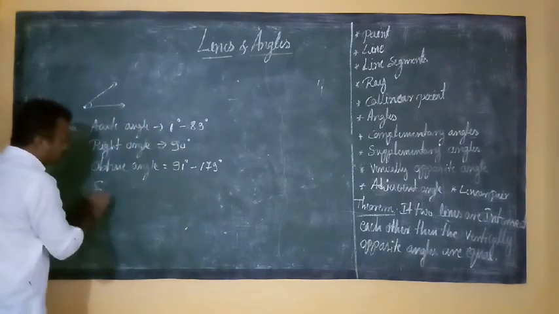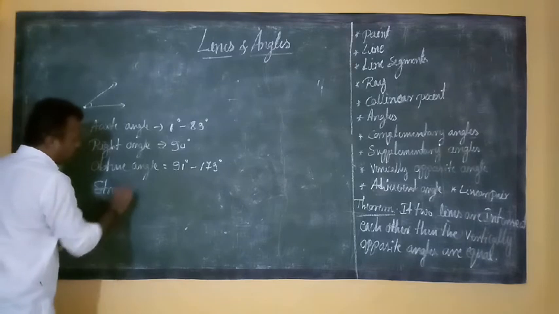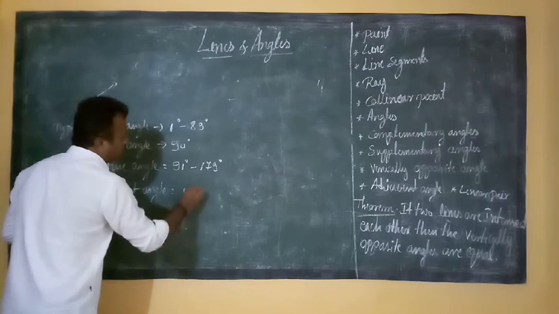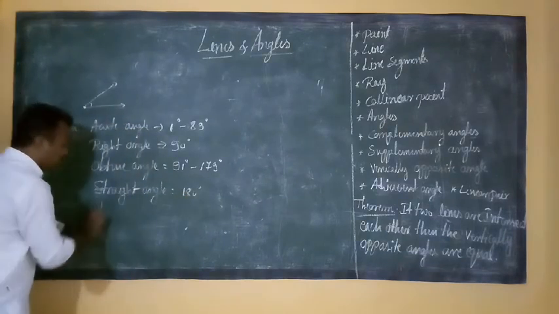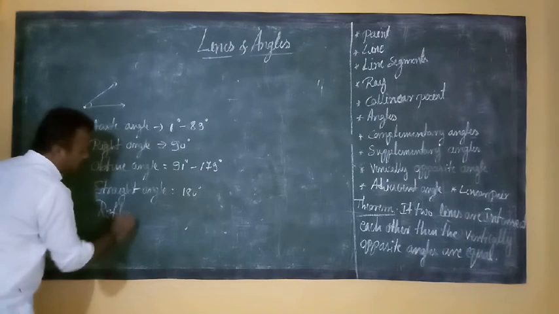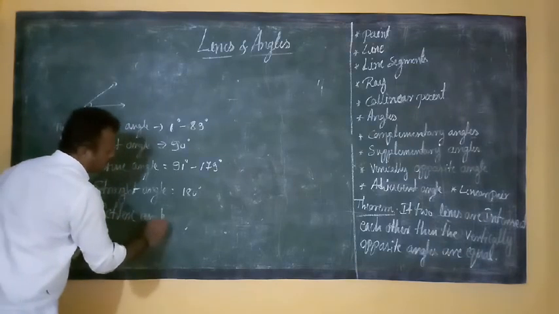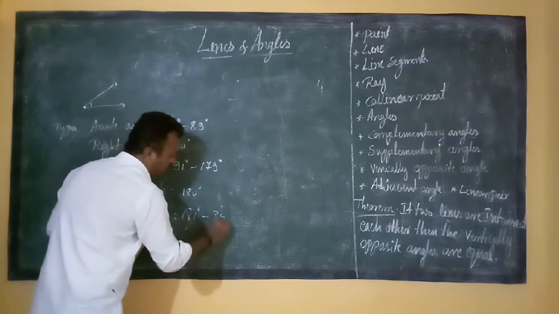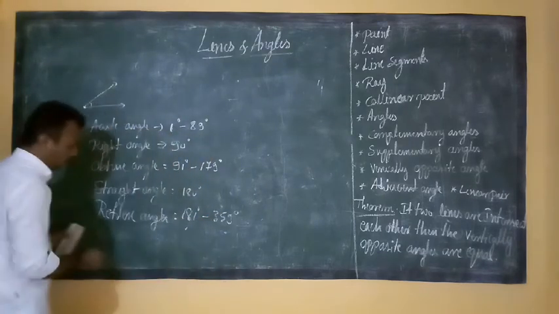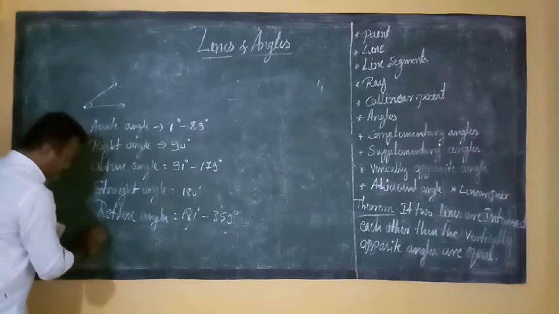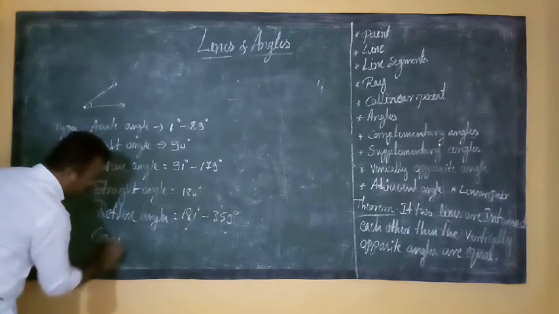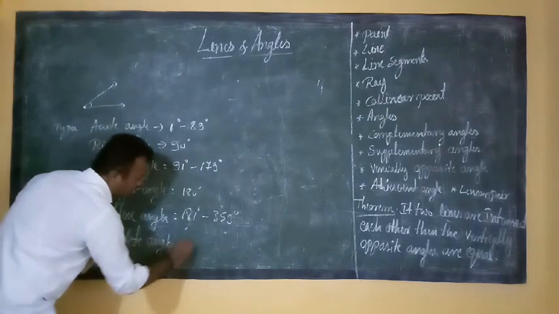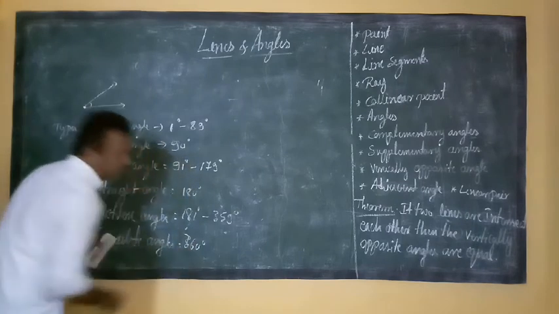Then straight angle. A straight angle measures exactly 180 degrees. Then reflex angle. A reflex angle measures 181 degrees to 359 degrees. Next one, complete angle. A complete angle means exactly 360 degrees, correct?